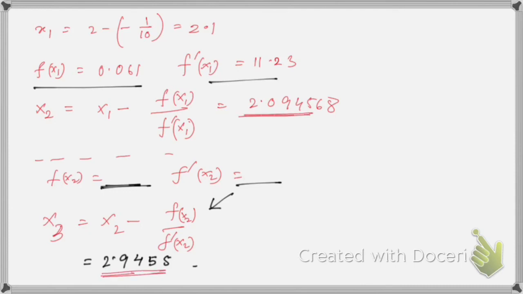Now you can see up to the third digit. Sorry, I have made a mistake here. This should be 2.09455. So here you can see clearly up to the fourth digit after the decimal, these two values are the same. So we can take this one as our answer. So hope you have understood this.